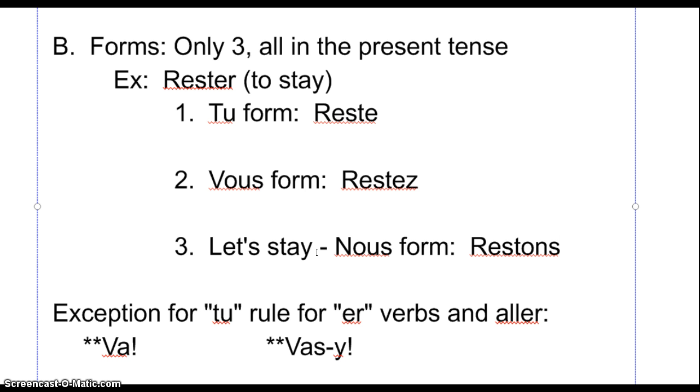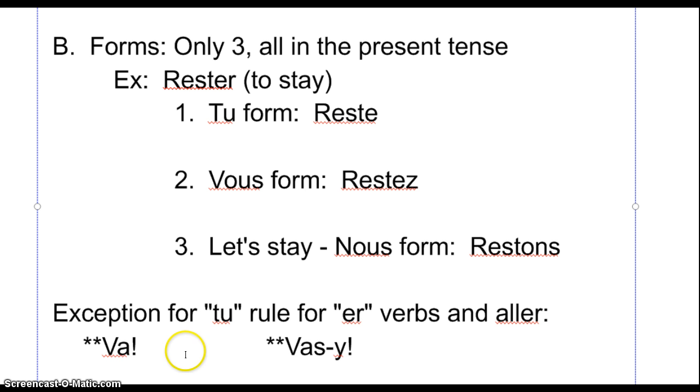So we have another weird little exception for the tu form for ER verbs and aller. As I said up here, you drop that S on the tu form, reste. It sounds the same, right? If I wrote my form wrong and put that S in there and I was just saying it, nobody would know because you can't hear the final consonant. But when you write it properly, you're supposed to drop that S. So let's take a look at aller down here. If I'm just telling you to go, my form would have an S on it, right? But that's how I conjugate aller for tu. But since I'm giving an imperative, I follow the rule and I drop the S.